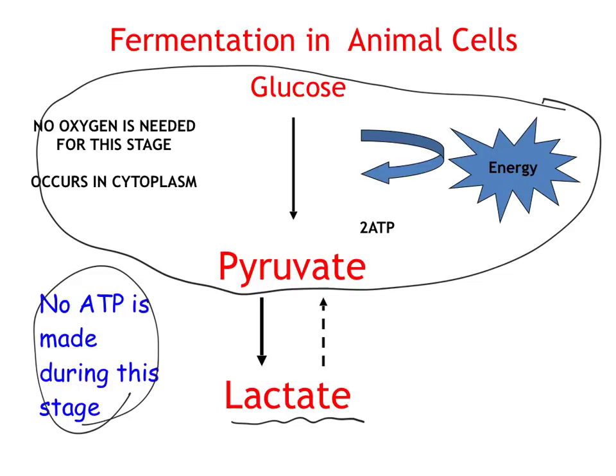And when that happens, the lactate can be converted back into pyruvate. So it's a reversible situation here. And that pyruvate can then be used to go down the aerobic respiration pathway.